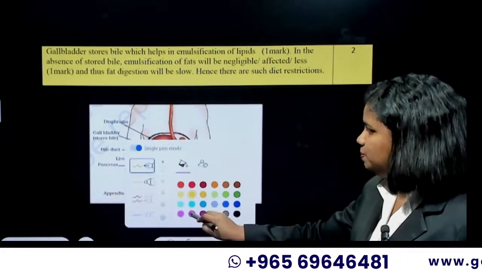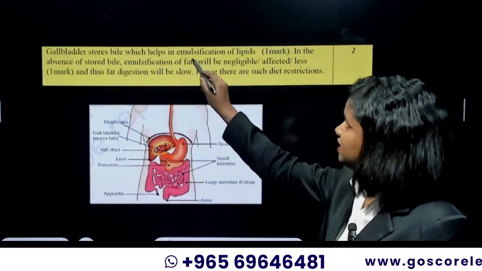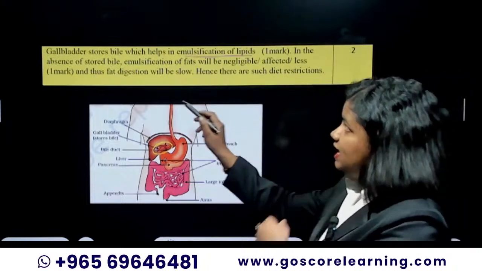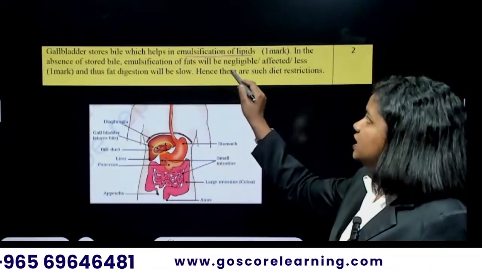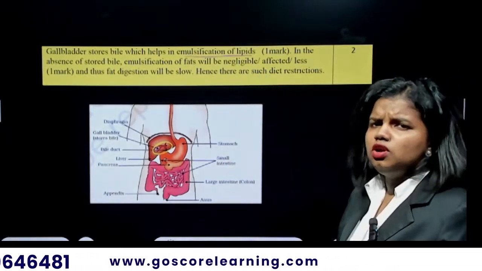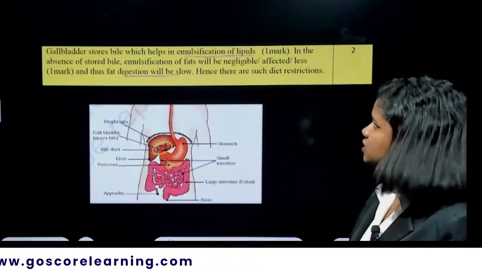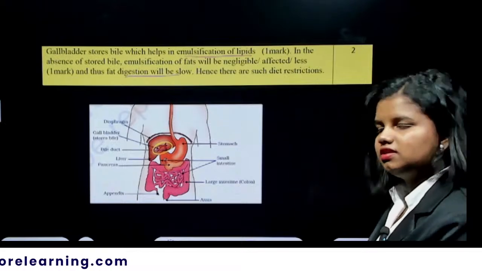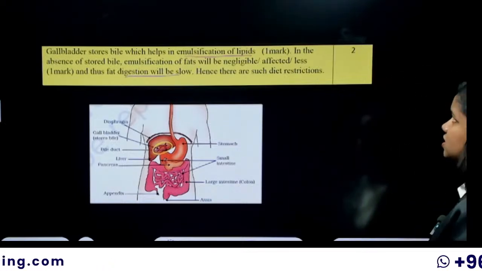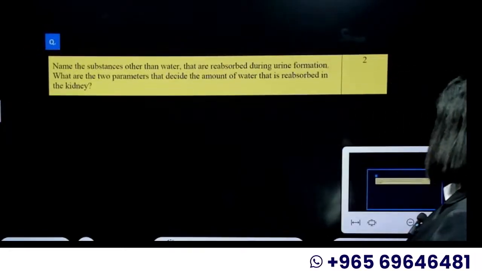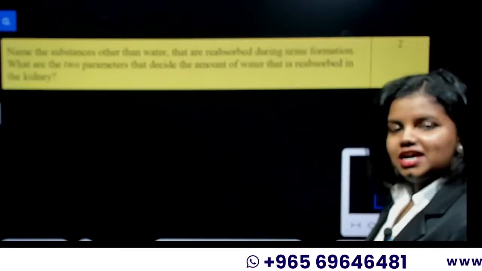If you say that point exactly right like that, you will get 1 mark there. In the absence of stored bile, emulsification of fats would be negligible or it will be affected. Thus, the fat digestion will be slow. Hence, there are such diet restrictions. So, if you simply mention those 2 points, you will get 2 marks from that question. How easy, right? And this is another question.